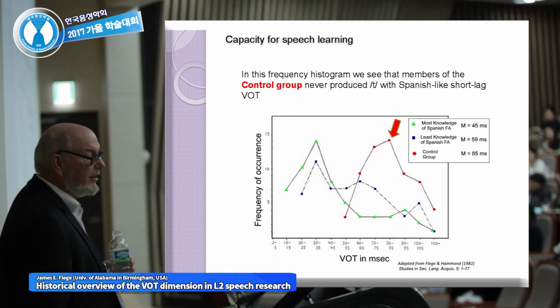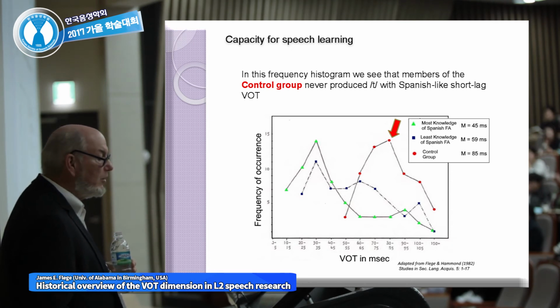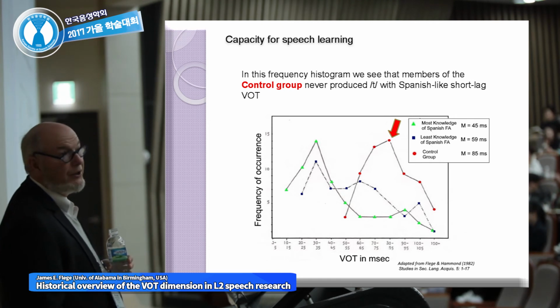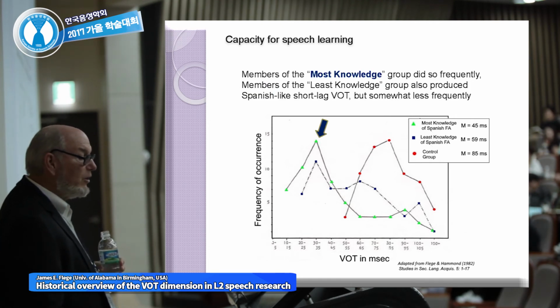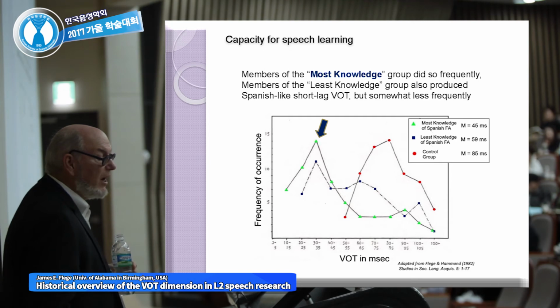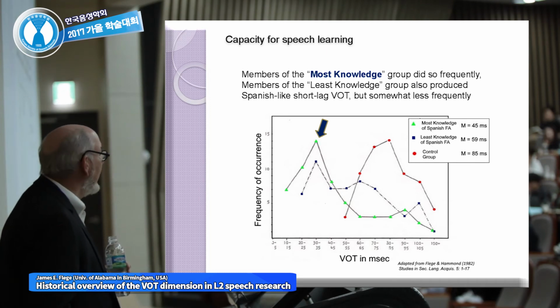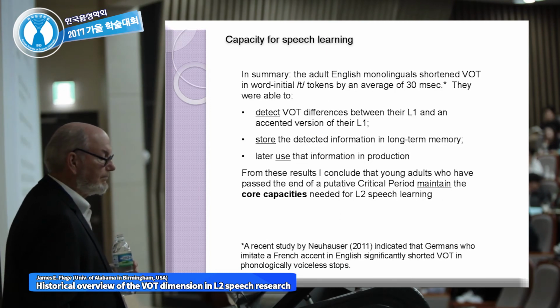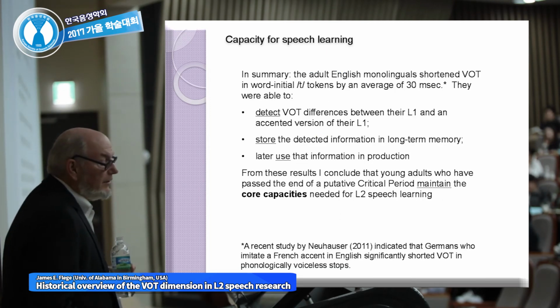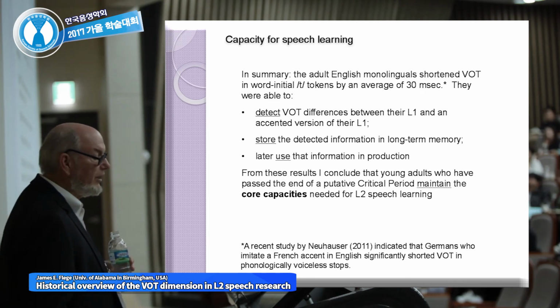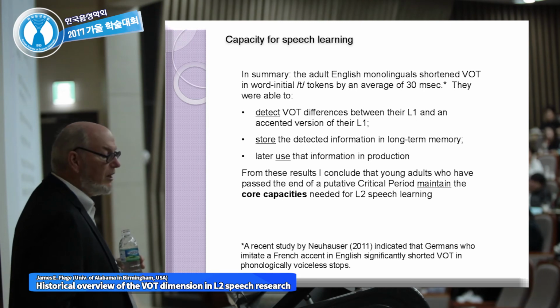In this frequency histogram, we see that members of the control group never produced T with Spanish-like VOT values. However, members of the most knowledge group did so frequently. Members of the least knowledge group also did so, but with less frequency. In summary, the adult English monolinguals shortened VOT in word initial T tokens by an average of 30 milliseconds.